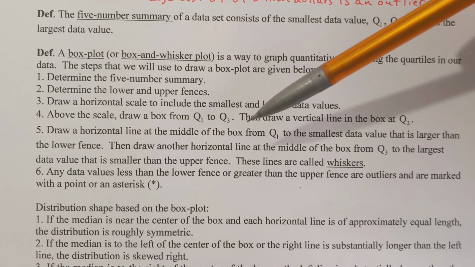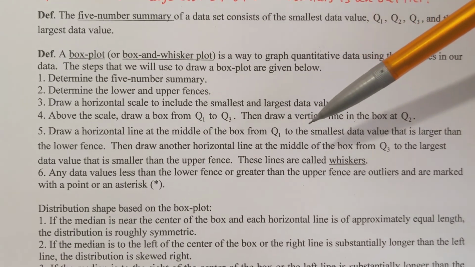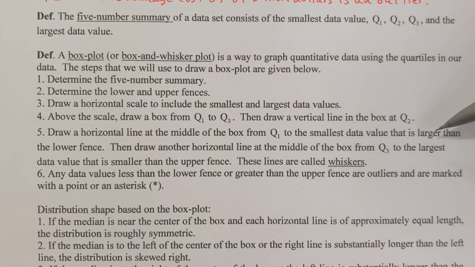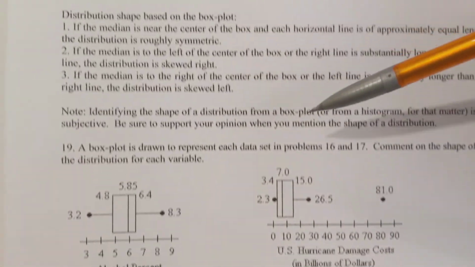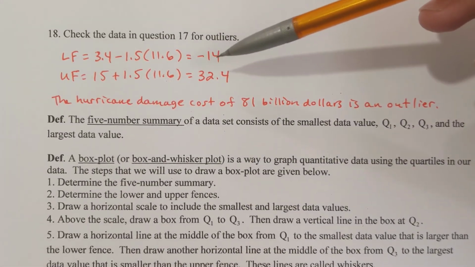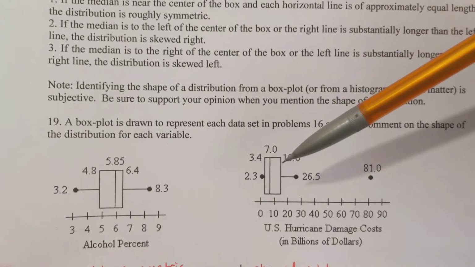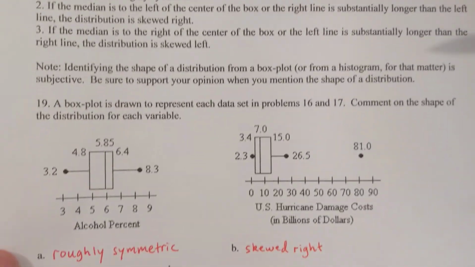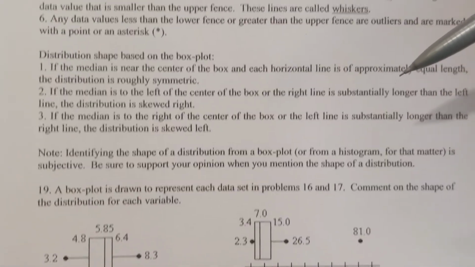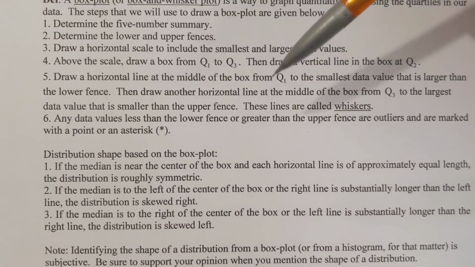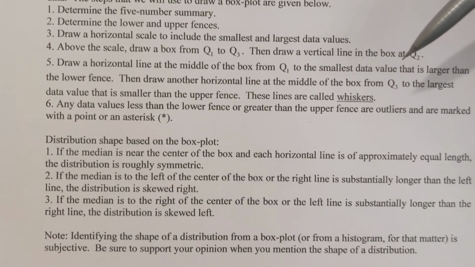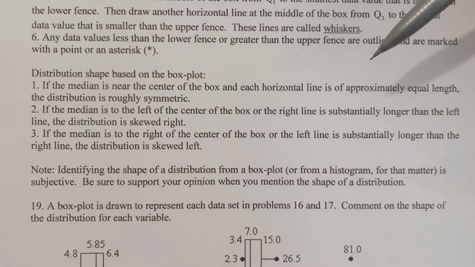And so I'm on step 5, where I'm going to draw a horizontal line in the middle of the box from the first quartile to the smallest value that is larger than the lower fence. Okay, I did that. By the way, I don't have any negative numbers, right? So I can go to 2.3, the smallest data value given in the data set. And then I'm supposed to draw a horizontal line at the middle of the box from the third quartile to the largest data value that is smaller than the upper fence.